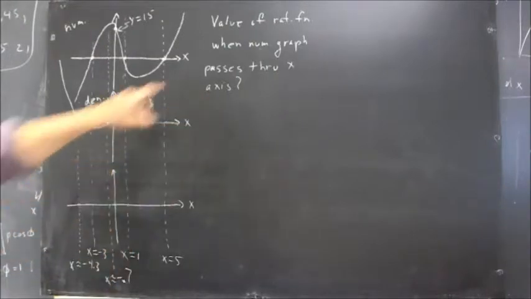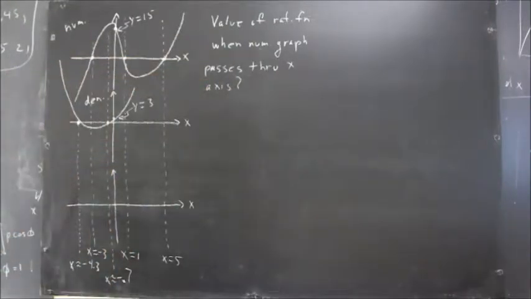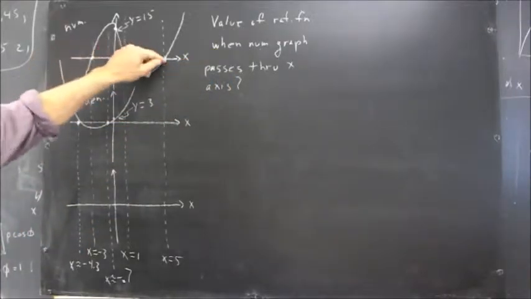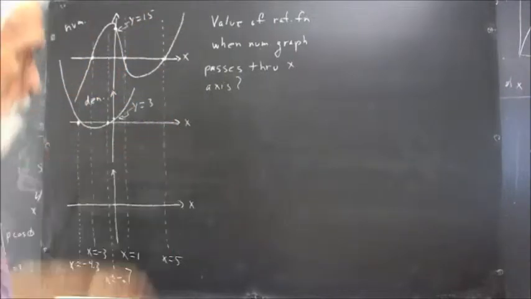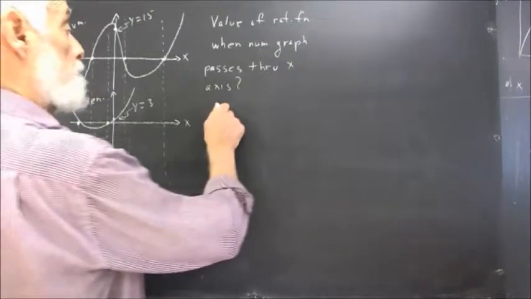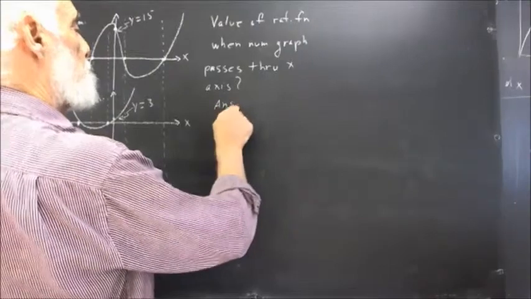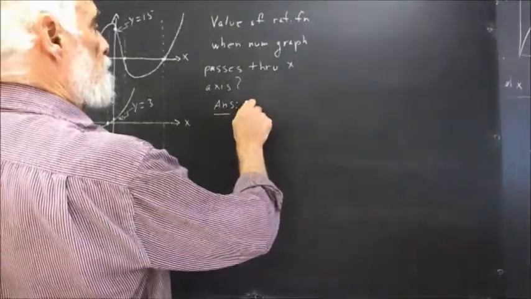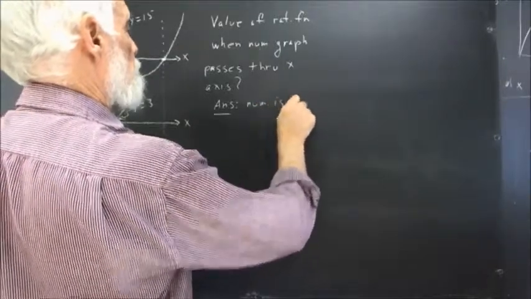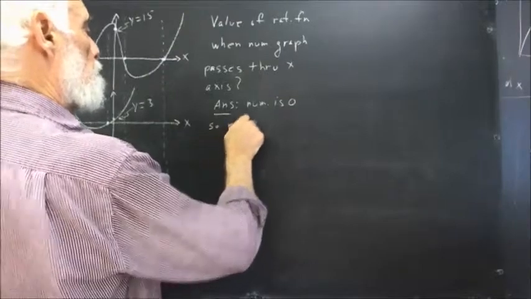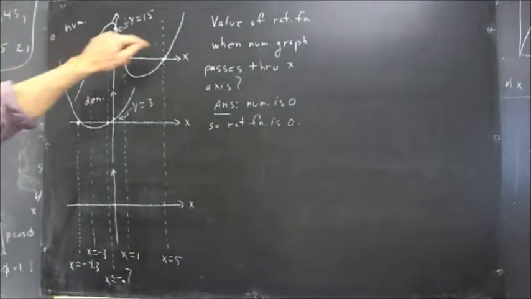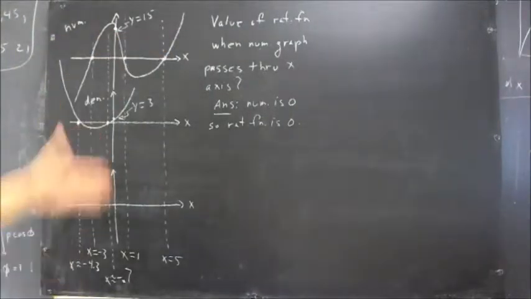You'll learn much more. Okay, well, the value of the numerator when the graph passes through the x-axis is 0. And since the function is the numerator divided by the denominator, that's going to make the whole rational function 0. So your answer: the numerator is 0, so the rational function is 0.